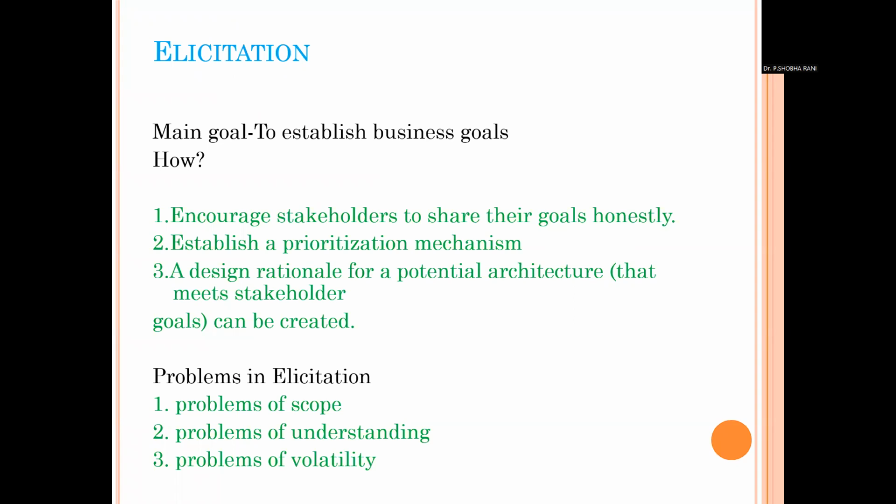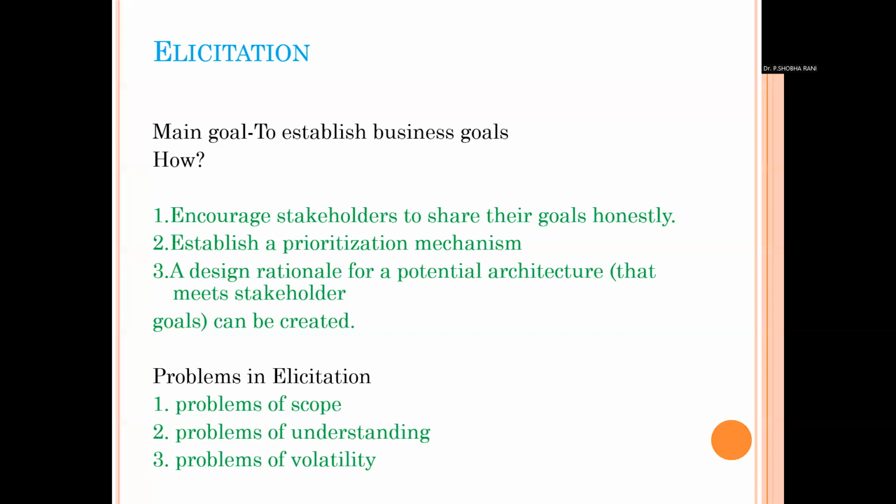We have to get them to share their goals honestly. We have to encourage the end users and business people to say what they really need. Then we have to give a prioritization mechanism. Different stakeholders may give different goals very honestly, but every goal cannot be fulfilled and every goal cannot have the same value. So we have to check which goal to prioritize and which not to.